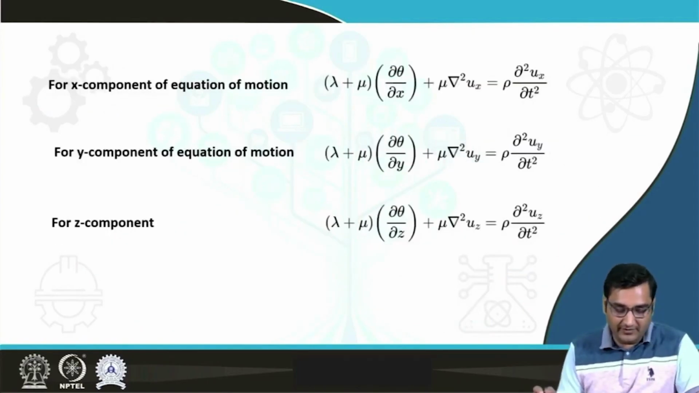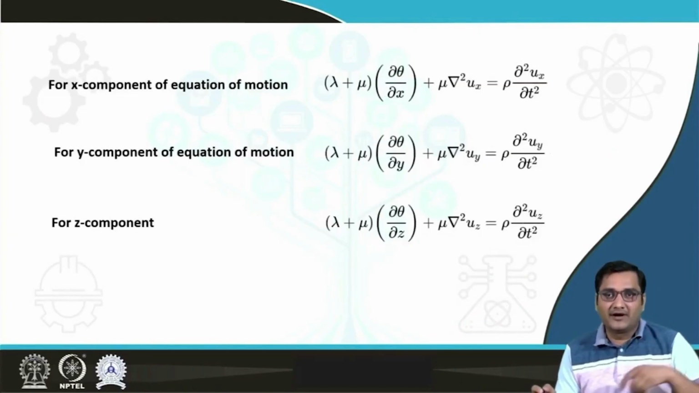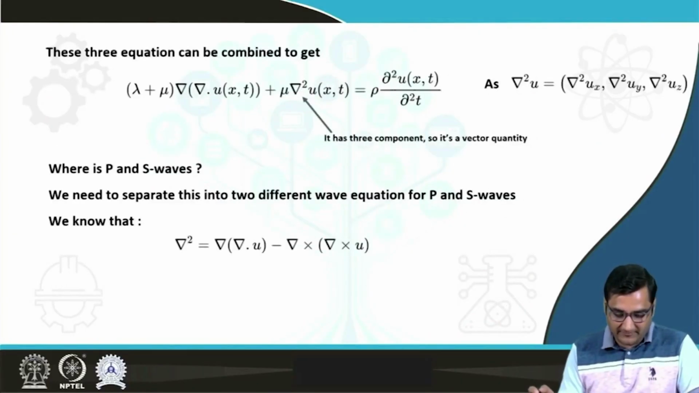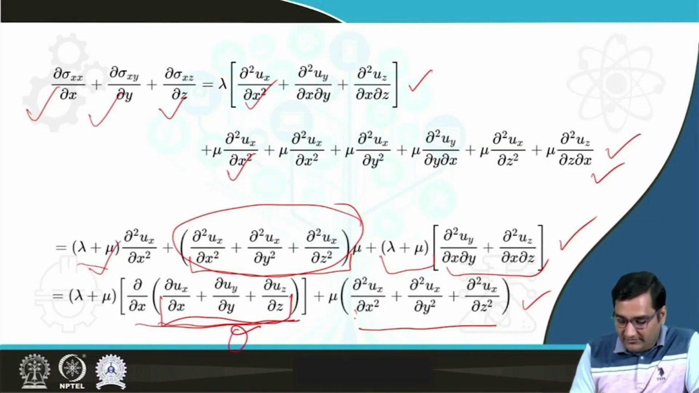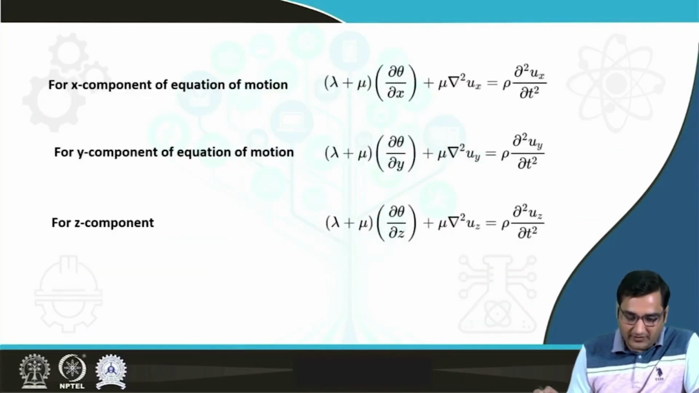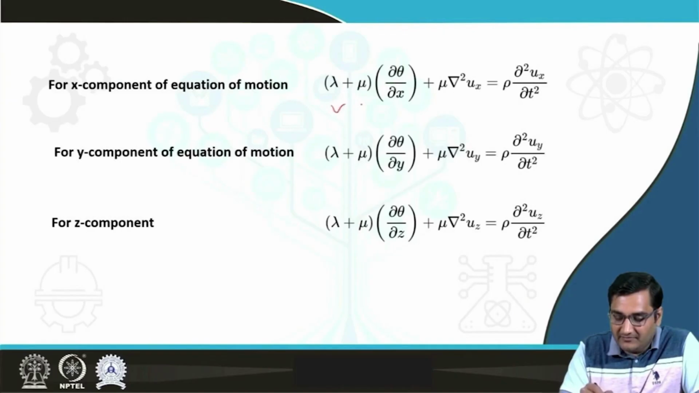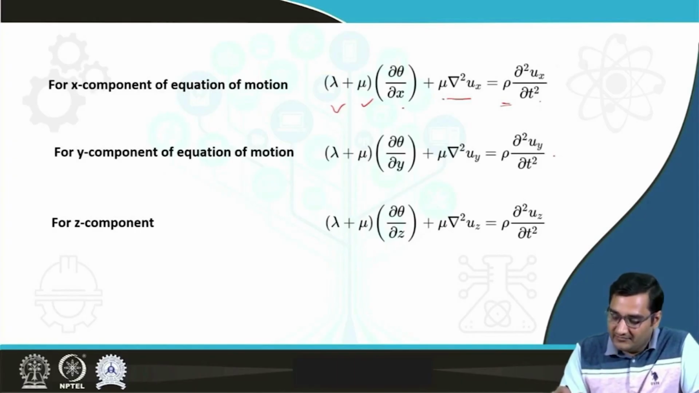Now when you talk about this equation for the x component, basically what they are doing here is this. It is nothing but your dilatation term, that is your theta, and this particularly is your Laplacian. So when you do this for the x component, this will be lambda plus mu del theta by del x plus mu times the Laplacian in the x direction, equals rho del square ux by del t square. Likewise for the y component of the equation of motion, the similar thing can be written. For the z component also it can be written like this.